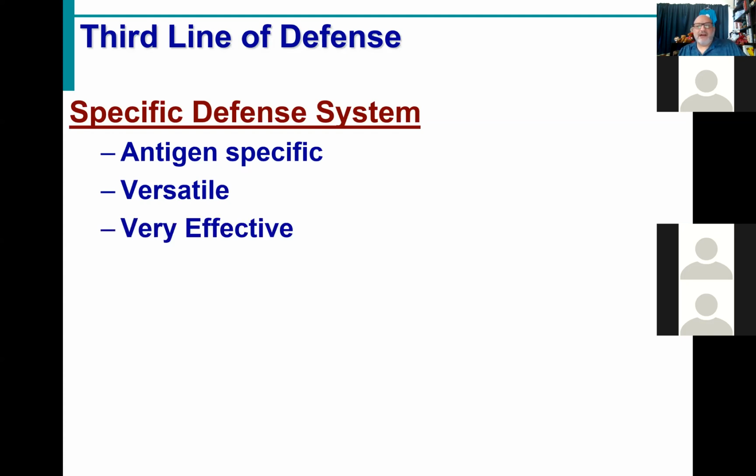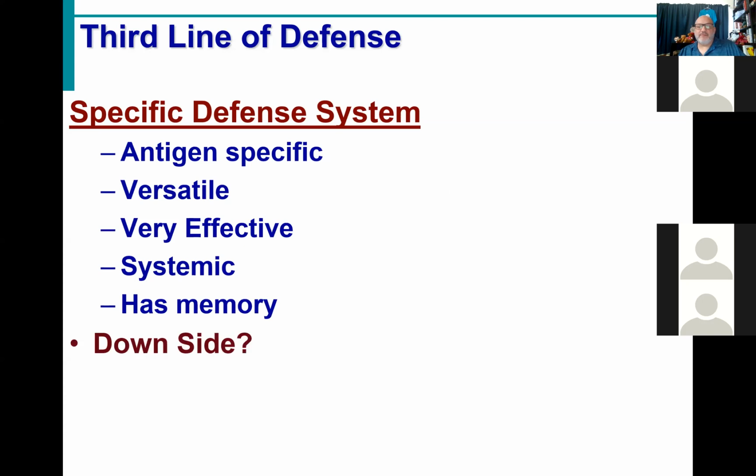All right. And again, the advantage of this specific defense is that it is very effective. It is systemic throughout your entire body. And the most powerful thing about it is that it has that memory. Right. But as we talked about, if there is a downside, what is the downside? It's slow. Time and symptoms. Yeah, it's slow to build up.